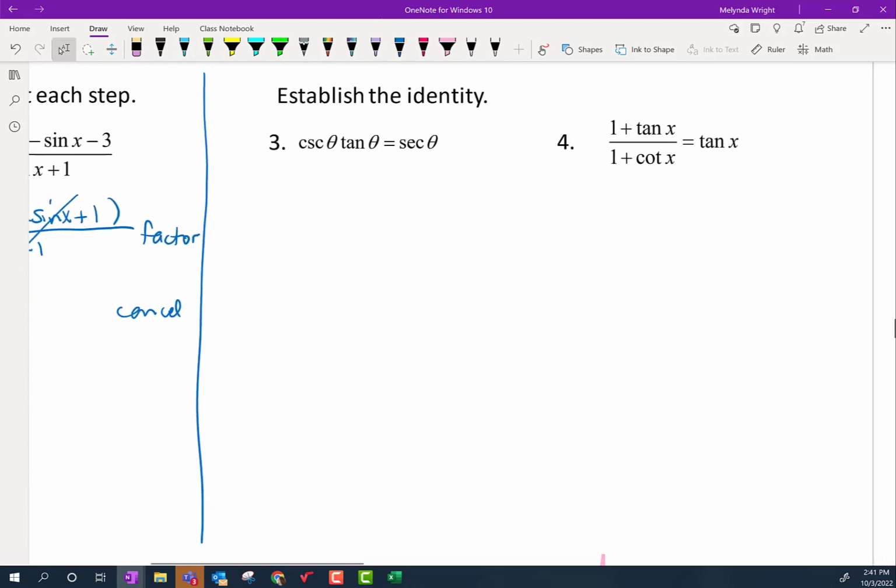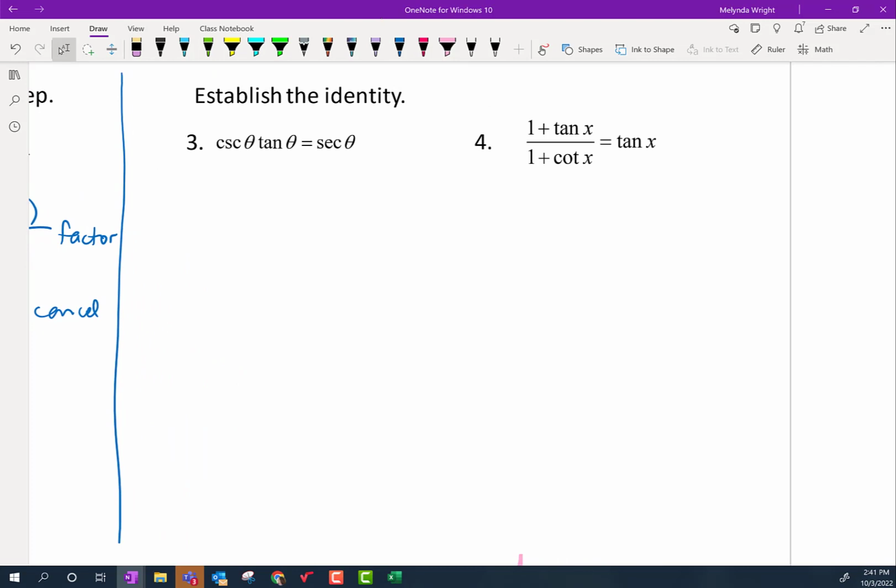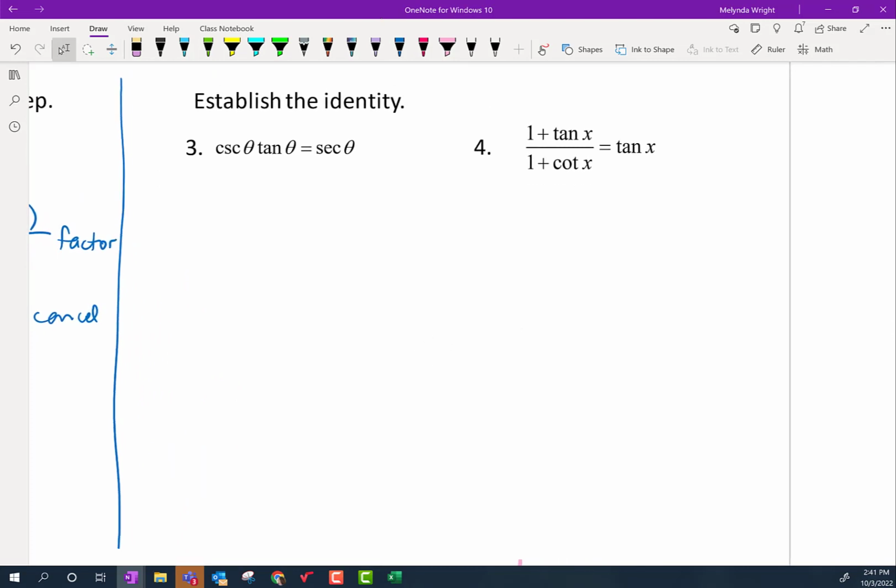When it says establish the identity, it just means do this proof. So I'm looking at number 3, I'm looking at the left side, I'm looking at the right side. I'm going to pick the side that looks the most difficult, which looks to me like the left side. Y'all okay with that? I'm going to pick the left side. I'm going to leave the right side alone.